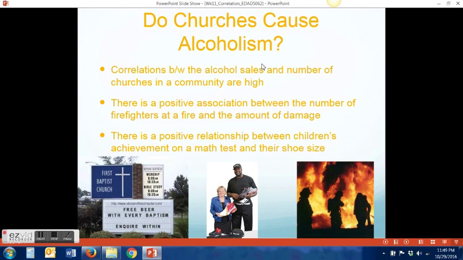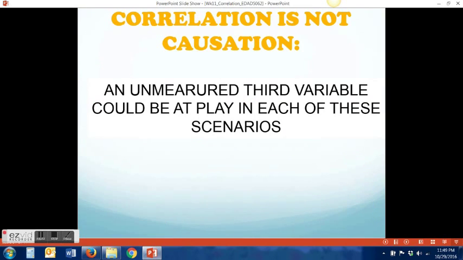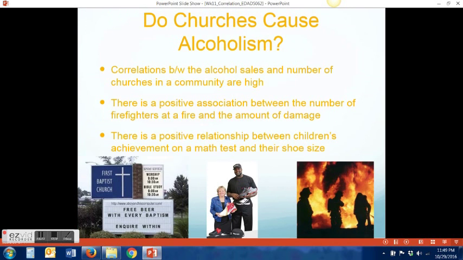All of these statements and findings have the same problem. What's that problem? Correlation is not causation. In each of these cases, an unmeasured third variable is at play in the reason why we find these two things together.